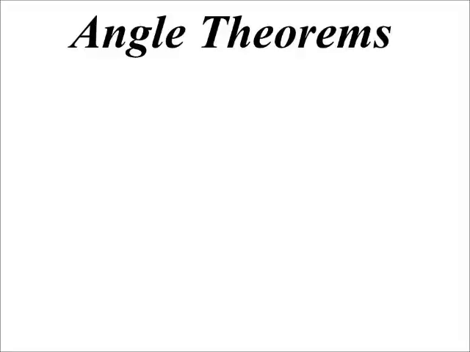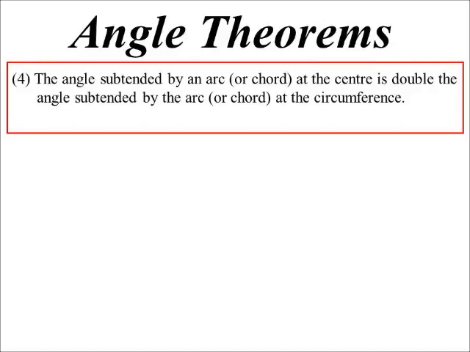Going to look at some angle theorems today. Now, here's the first one. The angle subtended by an arc or a chord, because remember when I say subtend, it's just going from 2 points joining up to a third point. So you could have endpoints of an arc or endpoints of a chord, at the centre is double the angle subtended by the arc or the chord at the circumference.